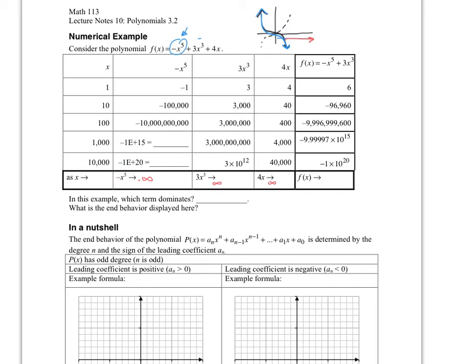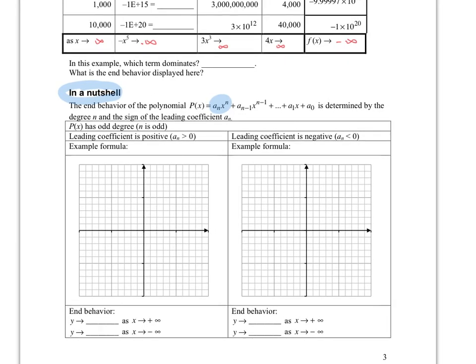So therefore, it doesn't matter what these two are doing. You only focus on this. So this will go to minus infinity. Now, in a nutshell, the leading coefficient or the leading term determines the end behavior. So you don't have to look at the rest. So you focus on this one, and this is what you need to be aware of.